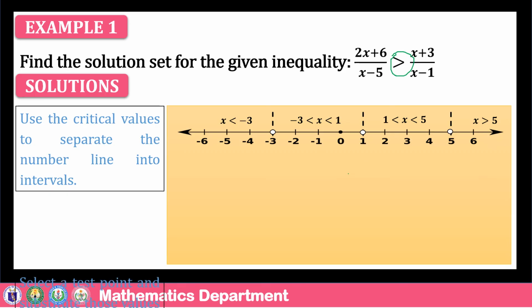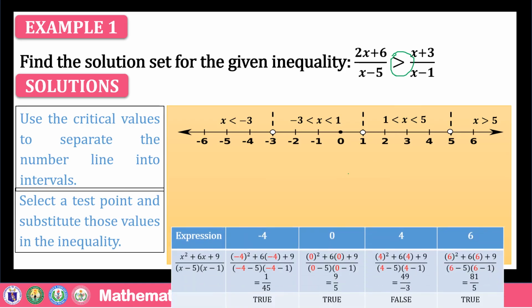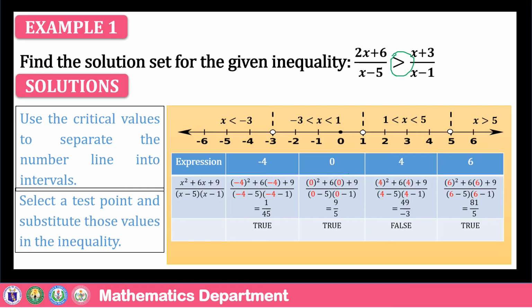Now, same process na lang nung ginawa natin kanina. We select our test points. So ang test points natin dito, pwede tayong gumamit ng -4. We can also use 0, 4, and 6. And then, isa-substitute natin siya doon sa ating nakuha kanina na rational expression sa step number 1. So we'll obtain these results.